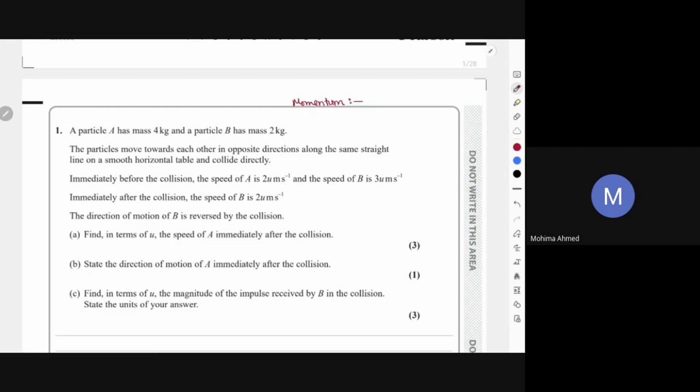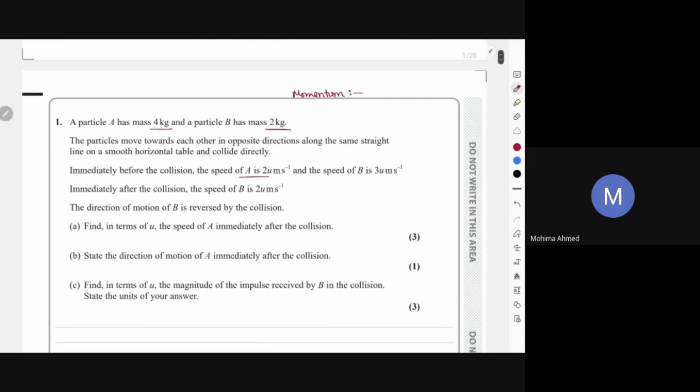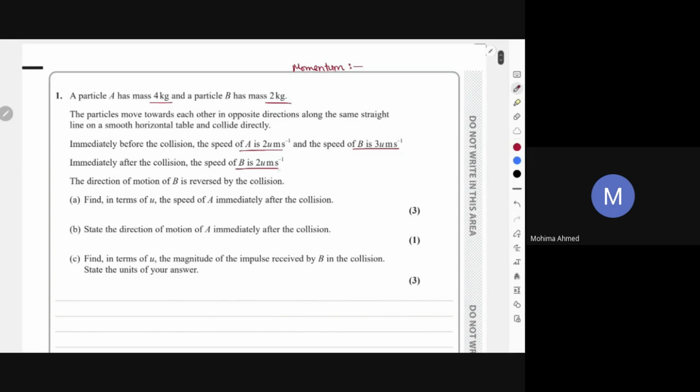First one says a particle A has mass 4 kg and the particle B has a mass 2 kg. The particles move towards each other in opposite directions along the same straight line on a smooth horizontal table and collide directly. Immediately before the collision, speed of A is 2u and B is 3u, and after collision, speed of B is 2u. The direction of B is reversed by the collision. So in terms of u, find out the speed of A immediately after the collision.